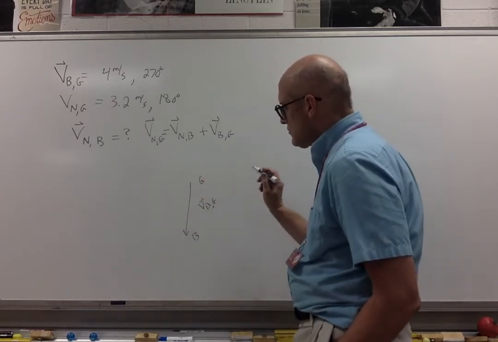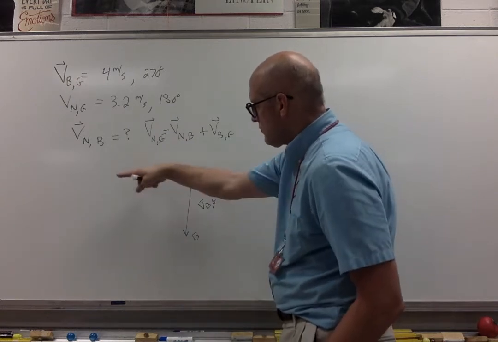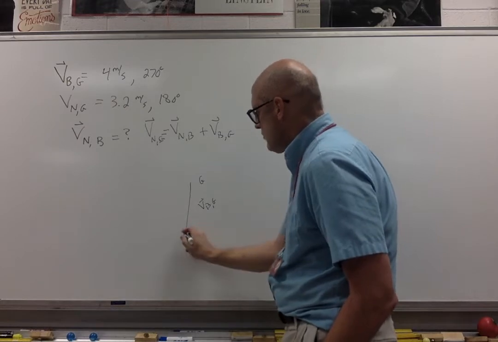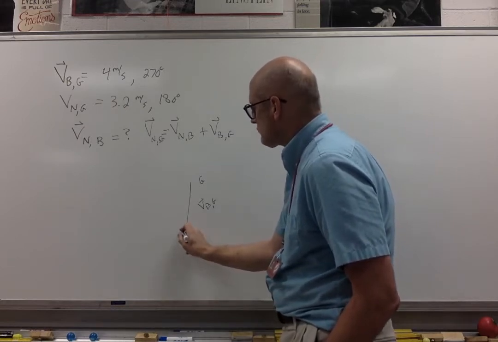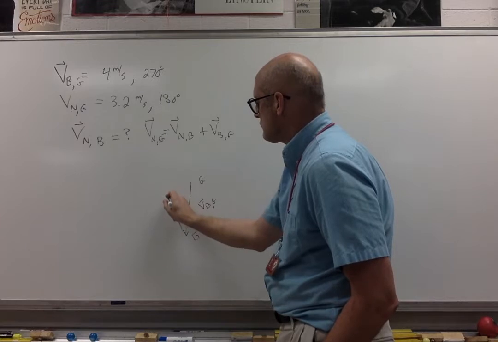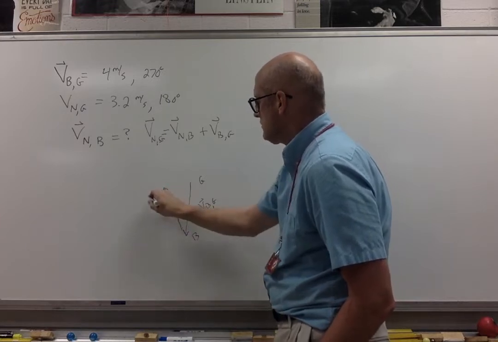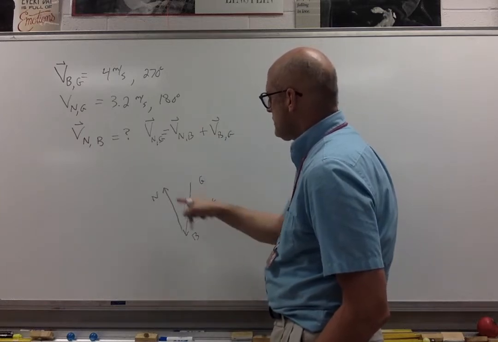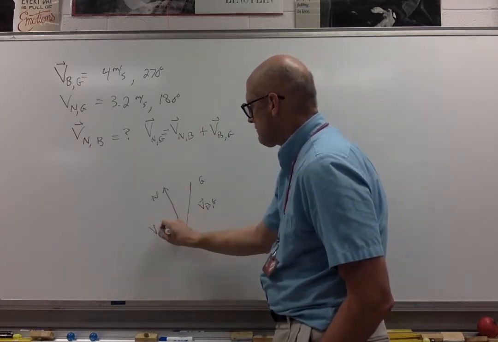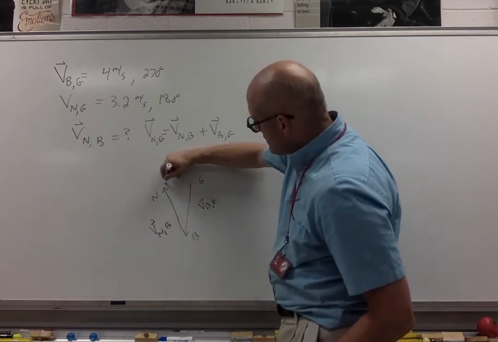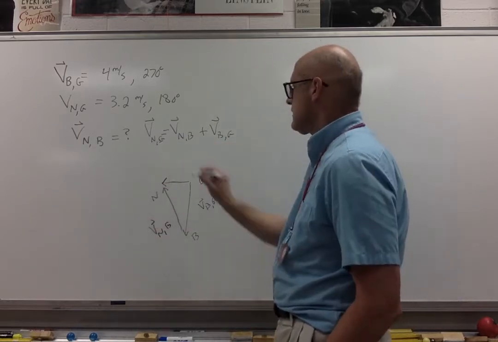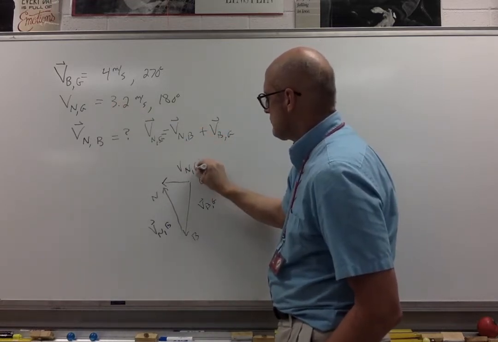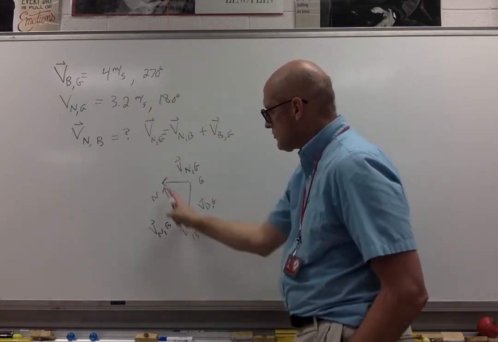So you have to think, okay, so we have a result, an arrow pointing to the left. So how should VNB be pointed? There we go. So that when you add VBG to VNB, you get a vector pointing to the left, which is the VNG. Okay, so this is the vector we're looking for.